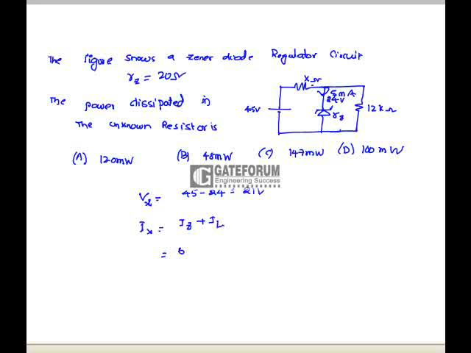So Iz is given as 5 milliamps and IL is 24 by 48, that is 0.5 milliamps, so the total is 5.5 milliamps. So power dissipated across the resistor X is nothing but Vx into Ix, which is 21 into 5.5 milliwatts, which is 147 milliwatts. So option C is correct.